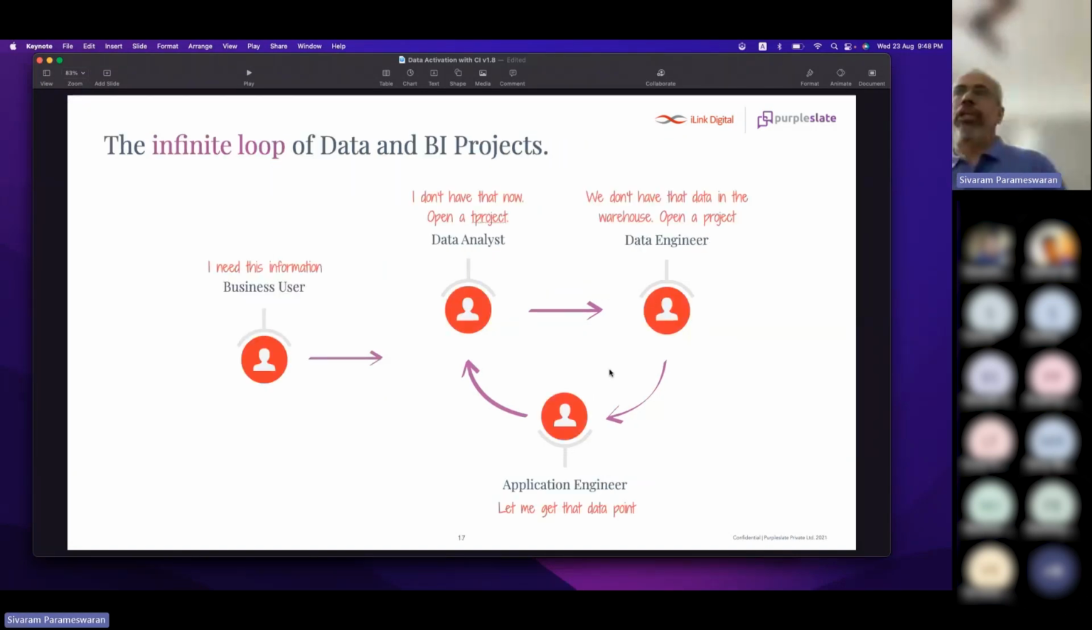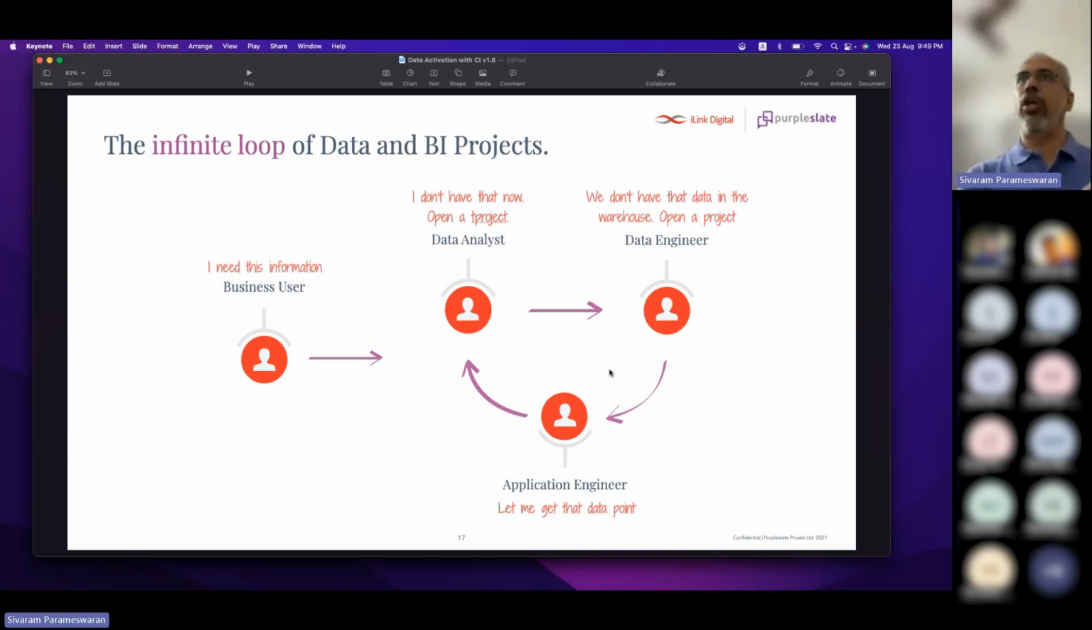So, just to put it in a different format, we call it the infinite loop of data and BI. The user has an information need. Then how do they go about it? They open a project, bring in the data elements, and then add another metric, and then it just goes back again. There is one: I have the data for 6 months.